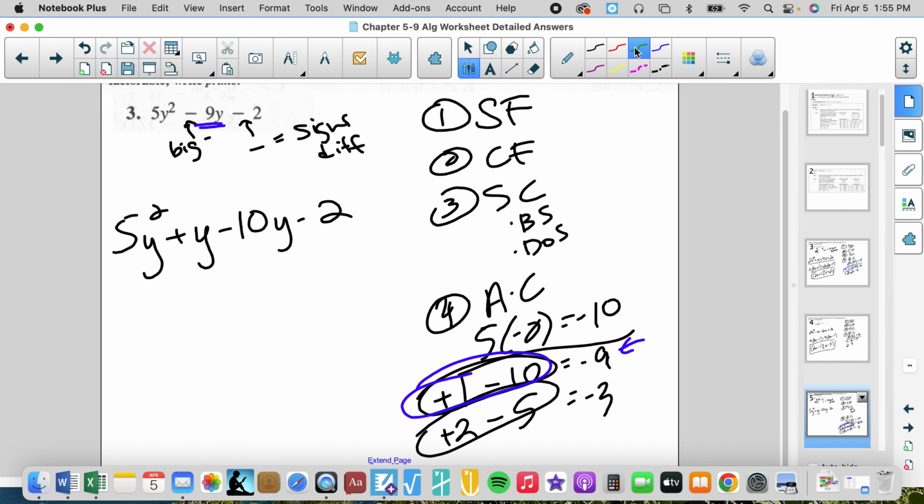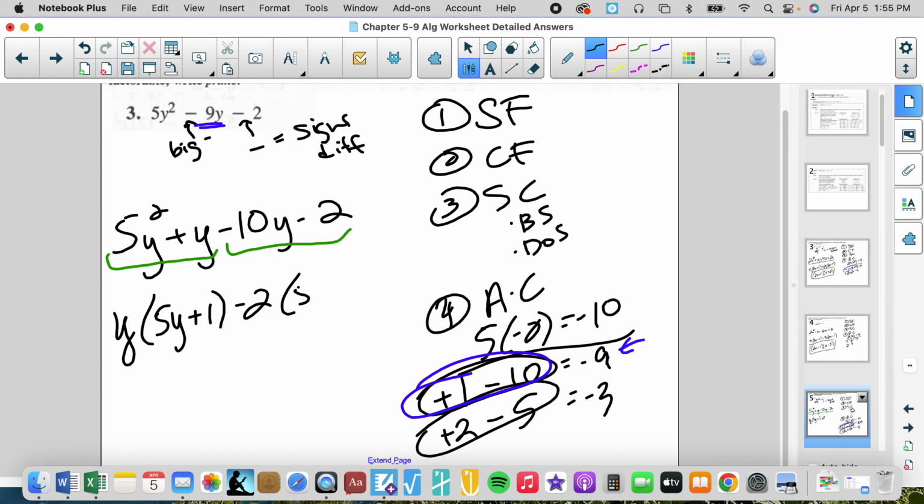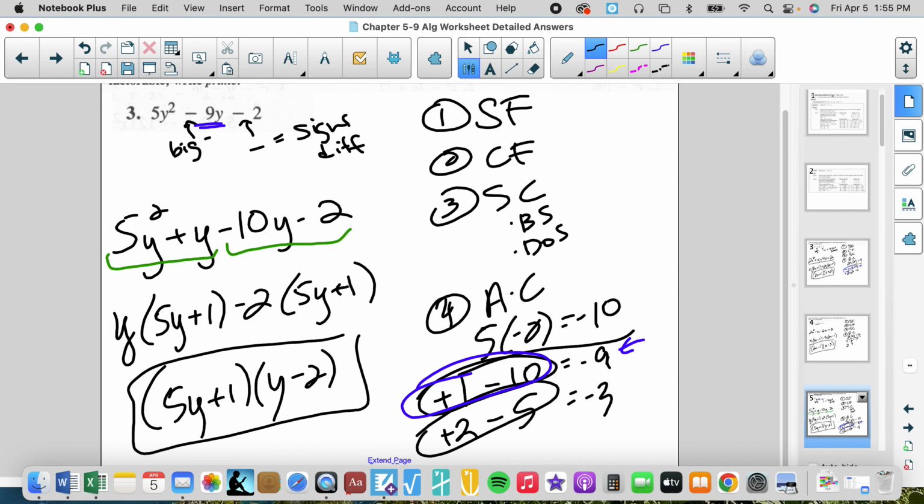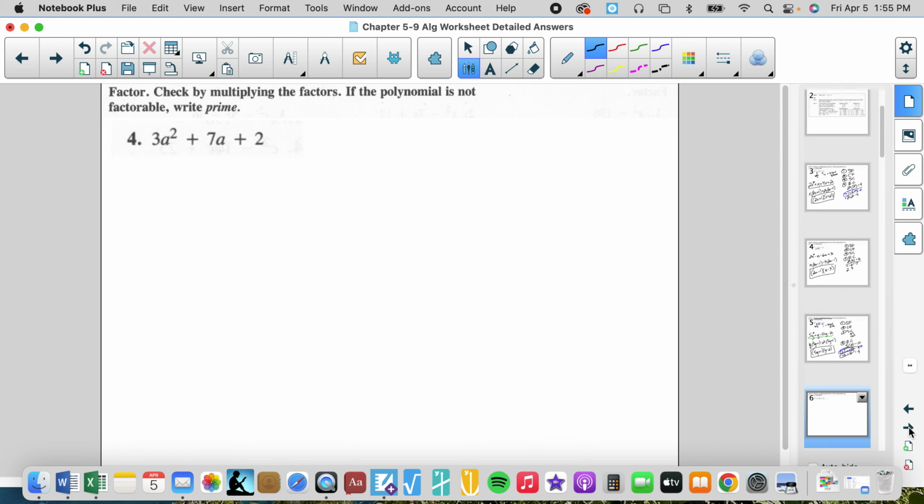Now we're going to factor by grouping them. We have 4 terms. We're going to group them in pairs of 2. Look at the first pair, 5y squared and y. They have a common factor of y. So we get 5y plus 1. Negative 10y and negative 2. We're going to factor out a negative 2, and we get 5y plus 1. 5y plus 1 times the quantity y minus 2. Easy as that.